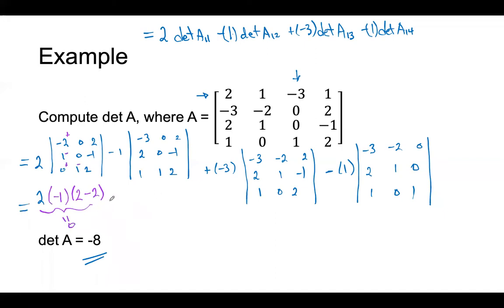Okay, the next one, -1 times, so positive, negative, positive, negative. So -1 again times 3 minus 4. This becomes -1, which is positive, which is negative. So this part becomes +1, this part, and then times the -1, so -1.